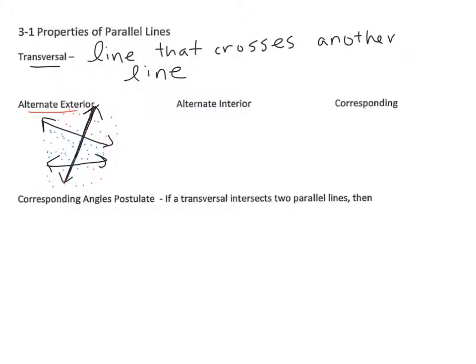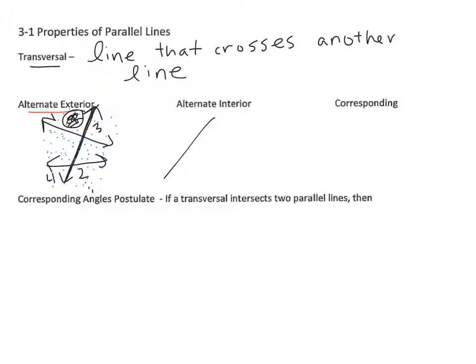So alternate exterior would be this angle. We'll call that angle 1. This is 1 and 2. 1 and 2 are alternate exterior. They're on opposite sides of the transversal and they're on the exterior. And then 3 and 4 are alternate exterior, on opposite sides of the transversal.